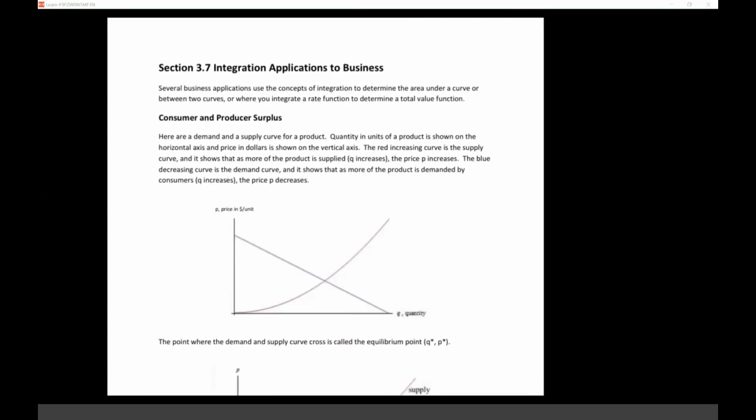So what we're going to be talking about today in applications of business is two things in particular. The first thing is called consumer and producer surplus. This concept is about 170 years old. I believe it was developed around 1840, 1850. And the idea was to try to value the benefit to consumers of public goods like roadways and bridges, things like that.